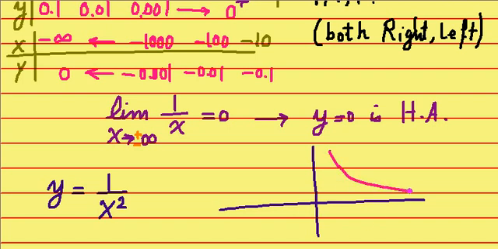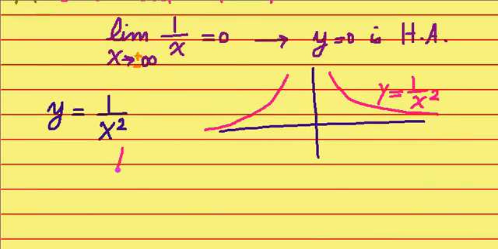Here it comes close to its asymptote, and on the other side it also comes close to its asymptote. So this is the graph of y equal to 1 over x squared, and the horizontal asymptote again is y equal to 0. This is the horizontal asymptote for us.